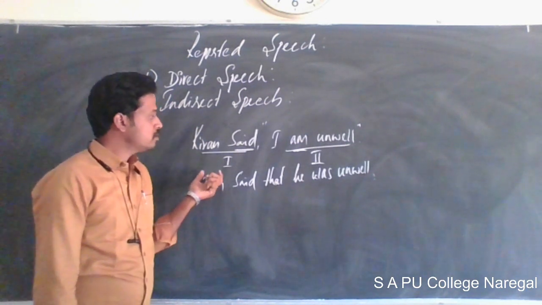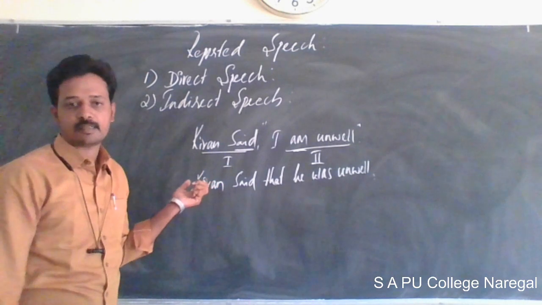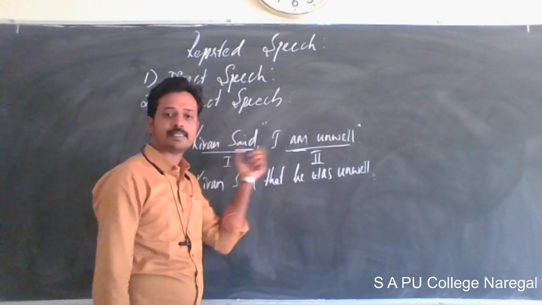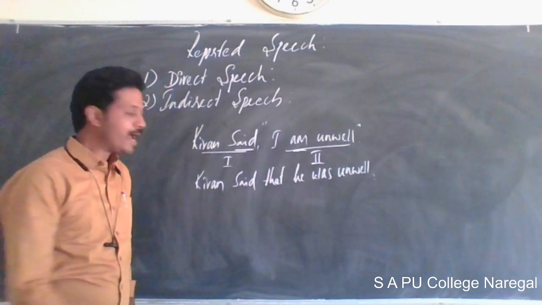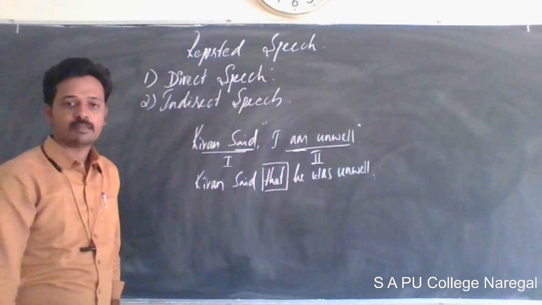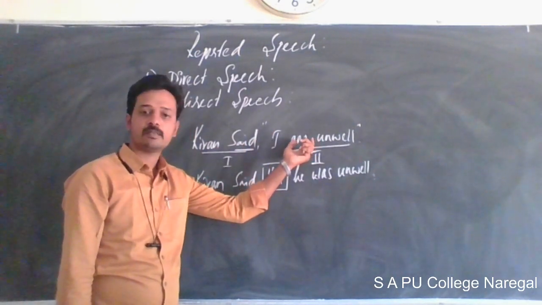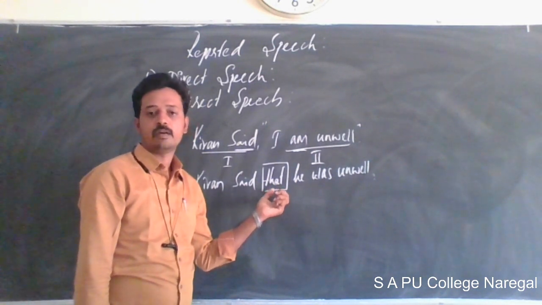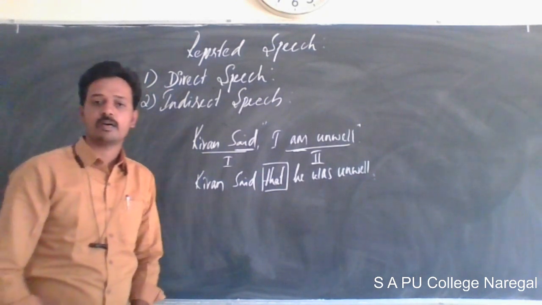And while converting a direct sentence to an indirect sentence, the first and second parts of the direct speech are joined by a conjunction. Here, we use conjunctions according to the kinds of sentence.